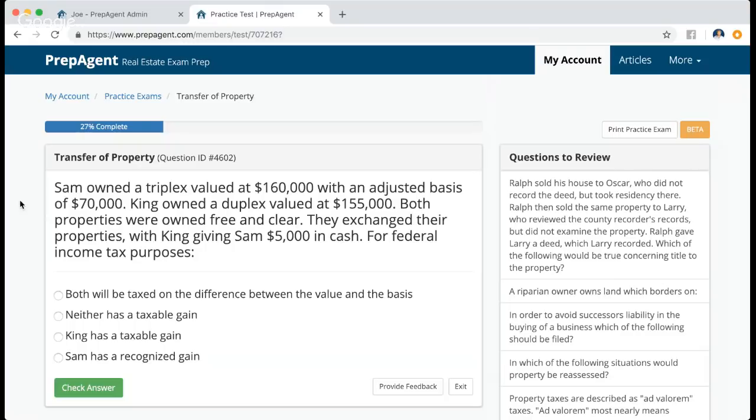Sam owned a triplex valued at $160,000 with an adjusted basis of $70,000. King owned a duplex valued at $155,000. Both properties were owned free and clear. They exchanged their property with King, giving Sam $5,000 in cash. For federal income tax purposes: A, both will be taxed on the difference between the value and the basis. B, neither has a taxable gain. C, King has a taxable gain. Or D, Sam has a recognized gain.